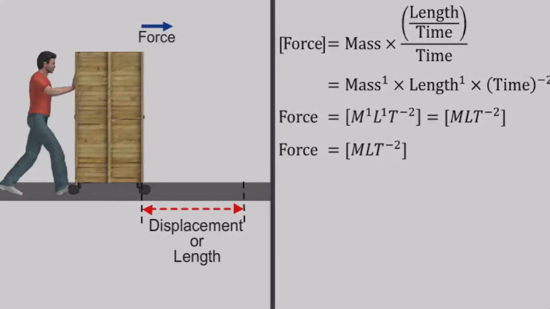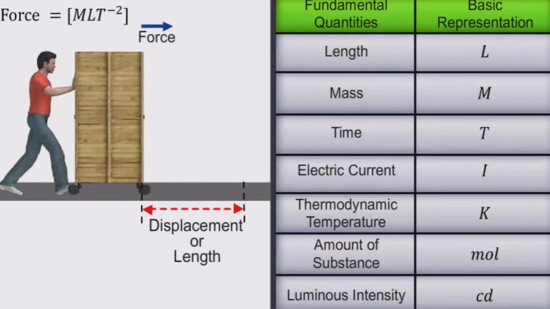Of the 7 base quantities in the SI system, we see that only 3, namely mass, length, and time, exist in the dimensional formula for force. Thus, we can say that the dimensions of all the other 4 base quantities in the expression for force are equal to 0.